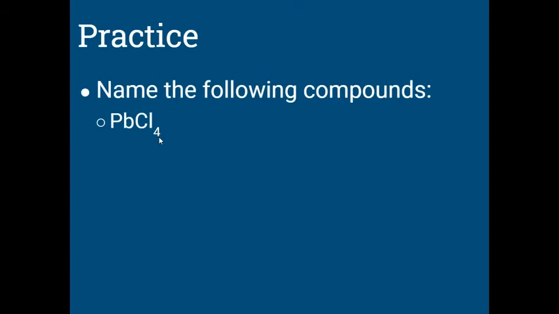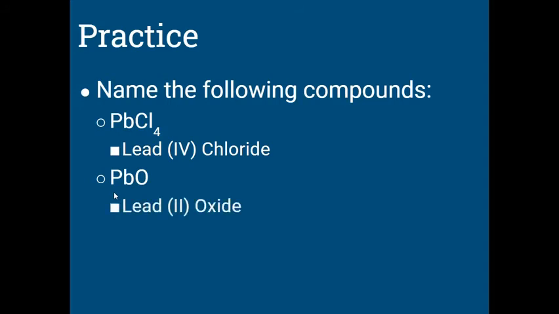And so just like the iron example from before, if this one lead ion is bonded to 4 chloride ions, and each Cl is a -1 charge, then that lead has to have a positive charge of 4. So we would call this lead Roman numeral 4 chloride. If we have a lead bonded to just one oxygen ion, and oxygen always has a fixed -2 charge, then this one lead has to be +2. So for this, we would call it lead Roman numeral 2 oxide.